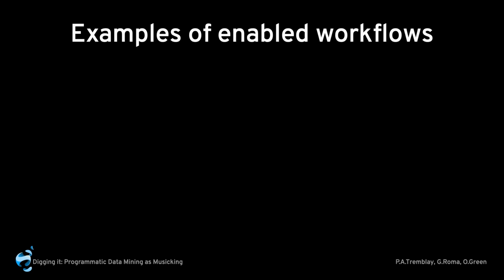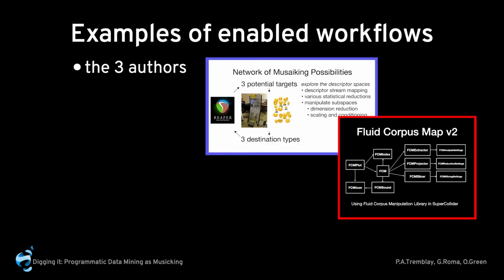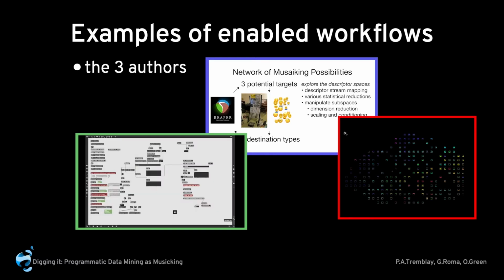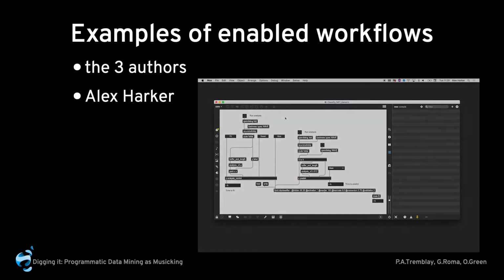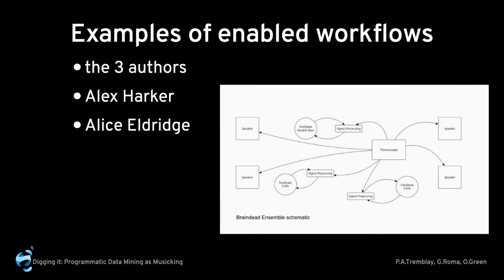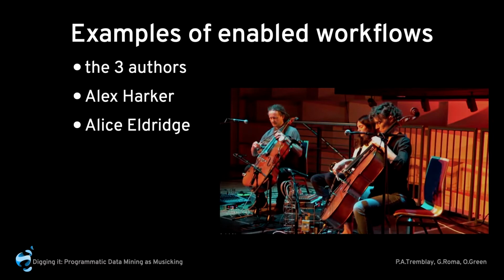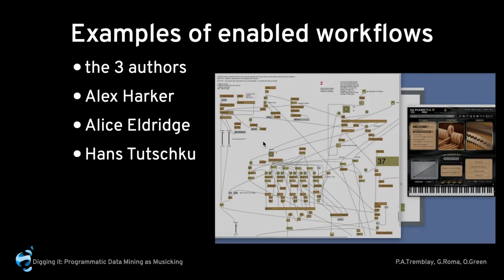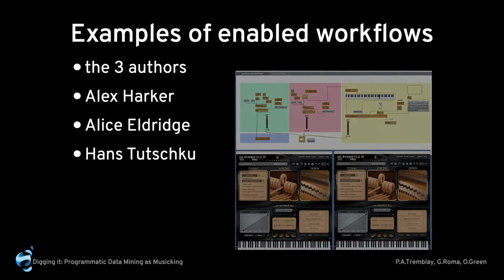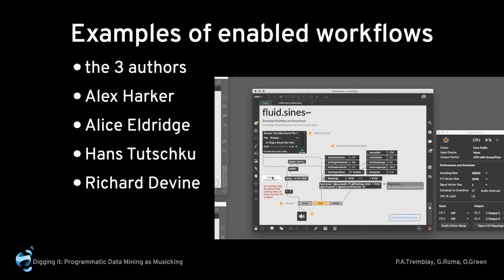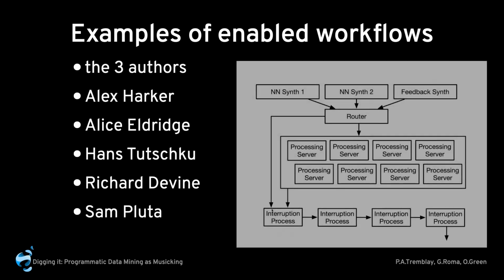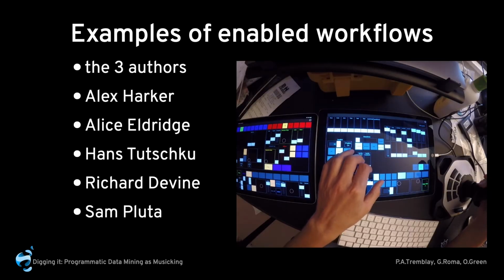We also reflect on the various enabled workflows by the toolset in that process, by the three authors' productions, but also by the first set of commissioners. Alex Harker using real-time timbral classifier of oboe multiphonics, Alice Eldridge using neural net to dialogue with her feedback cello, Hans Tutschku using NMF as a polyphonic piano tracker, Richard Devine using NMF and HPSS to expand his modular sound bank, and Sam Pluta using a neural net to navigate a chaos synth.